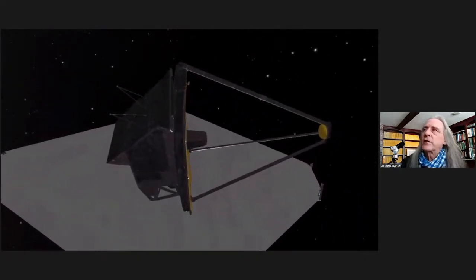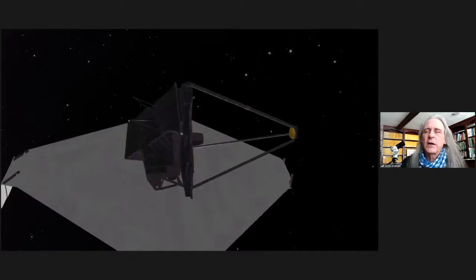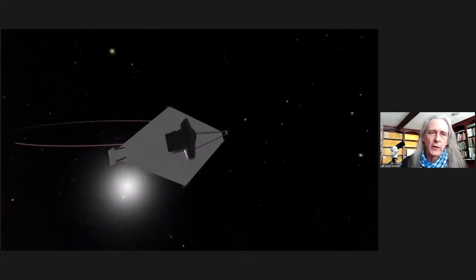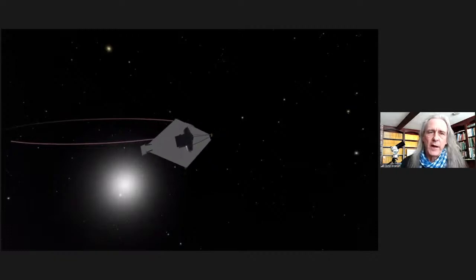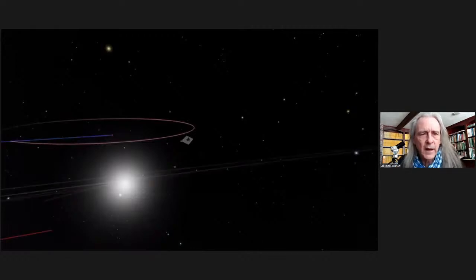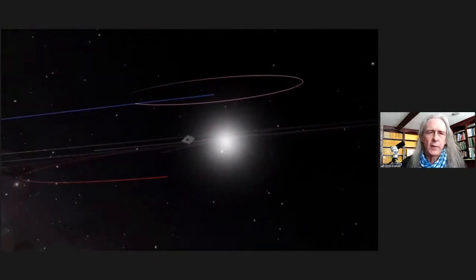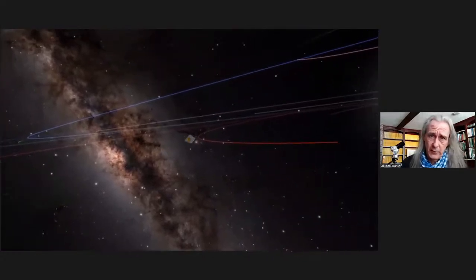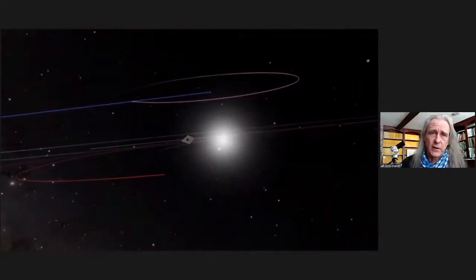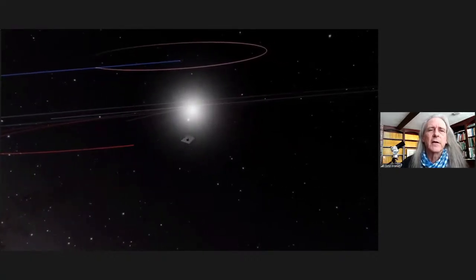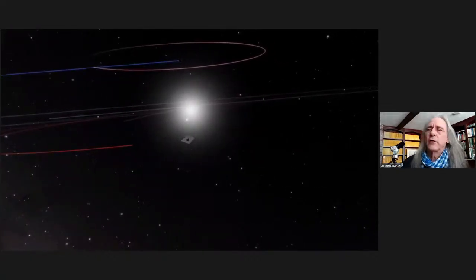So with this, we're out here, and I just thought I'd say a little bit about this place where it's going, called L2. So I'm going to pull away from the telescope. And in fact, I'm going to also turn on some other lines. These are trails of the orbits of the planets, blue for Earth, and we can see Venus and Mercury that are interior to our orbit, closer to the sun.